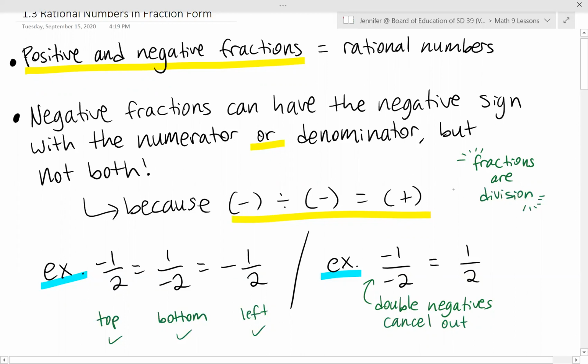The reason this is true is because fractions are division. If you have 1/2, that's the same as 1 divided by 2. And we already know based on our sign rules, if you're dividing and you have two negatives, they become a positive. Double negatives become a positive.